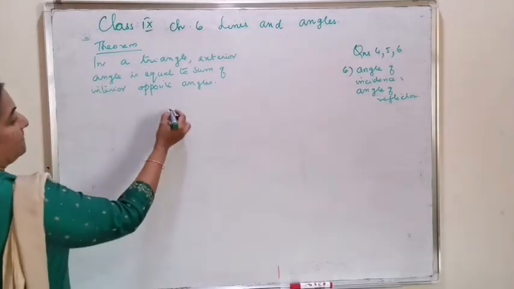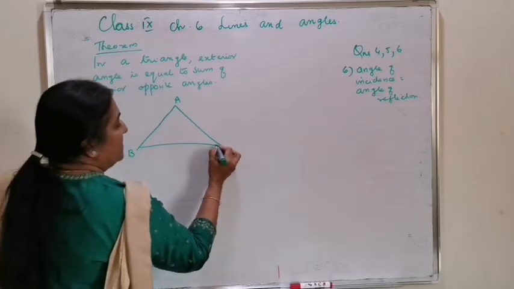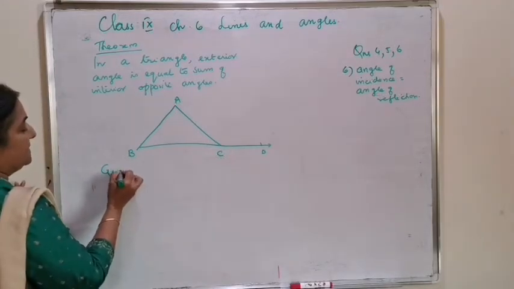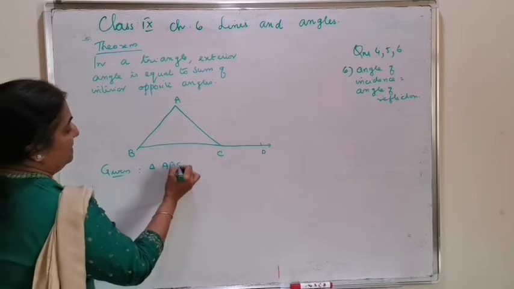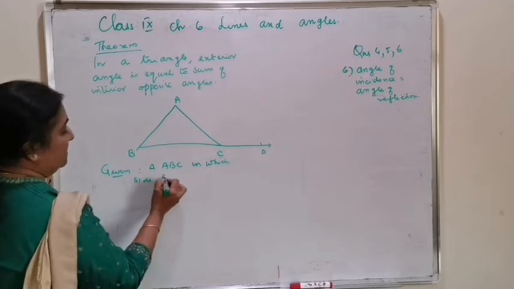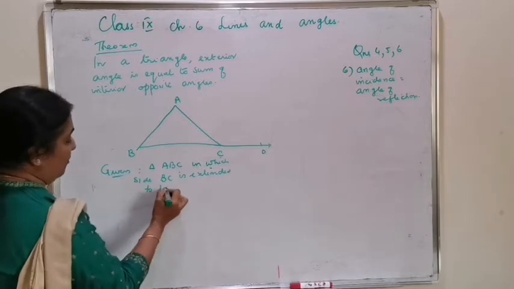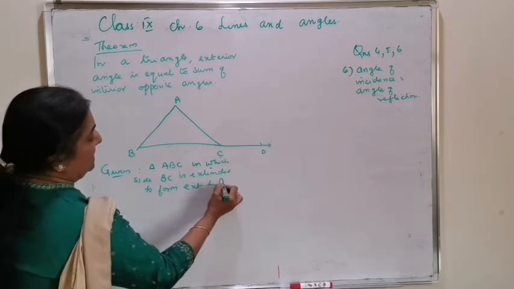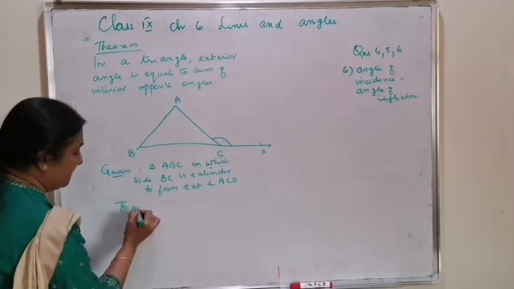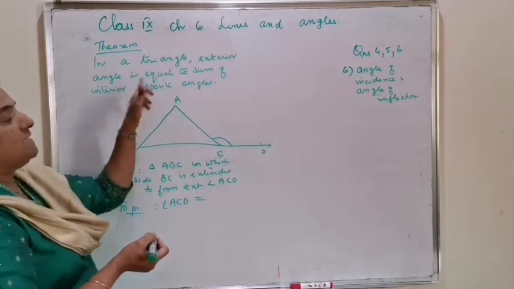What's the meaning of that is, in a triangle, you are drawing a triangle ABC. Any one side is extended to form an exterior angle ACD. That is, given triangle ABC in which side BC is extended to form exterior angle ACD. And what you are supposed to prove is angle ACD, that is the exterior angle, is equal to sum of interior opposite angles.